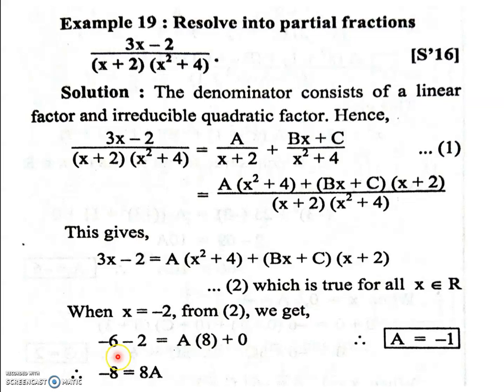Minus 6 minus 2 gives the value minus 8. Is it right? So A into 8, the 8 goes to this side. Minus 8 upon 8 gives the value A equals minus 1.